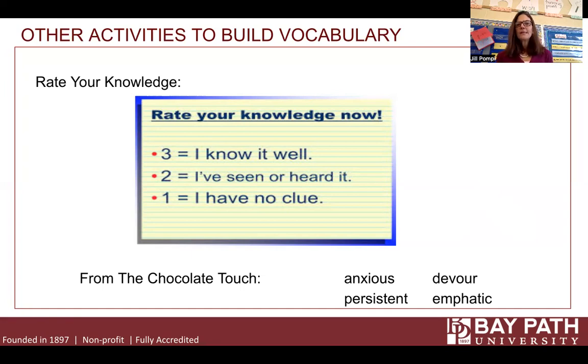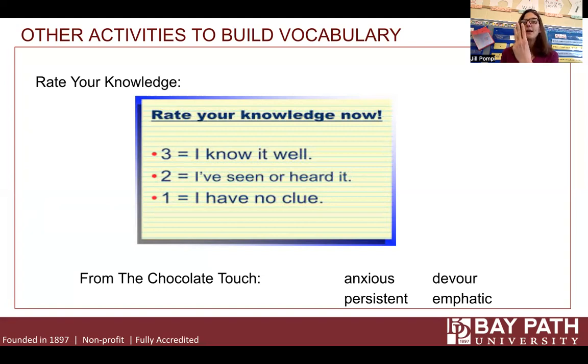And so we're going to say, I share a word and you tell me, oh, I know that word well. I can tell you what it means. I can use it in a sentence. I can give you an example of it. Or, I've seen that word or I've heard it, but I'm not sure I could define it. I'm not sure I could really use it in a sentence. Or, I have no clue what that word means. Maybe I've heard it, but I'm not even sure that I've heard it.